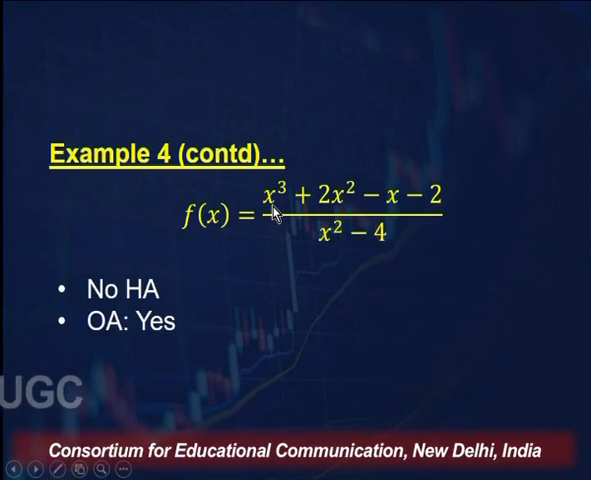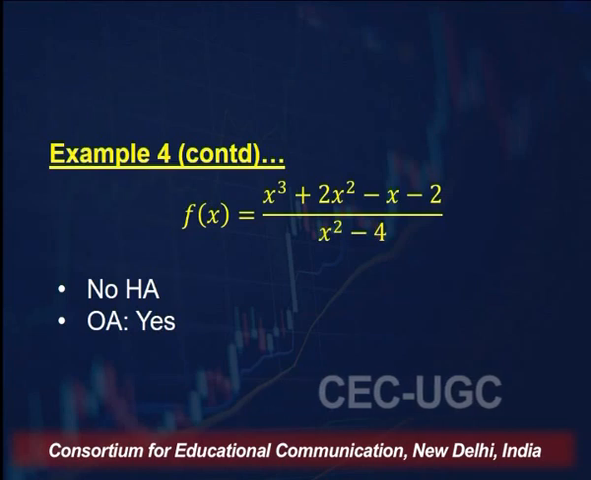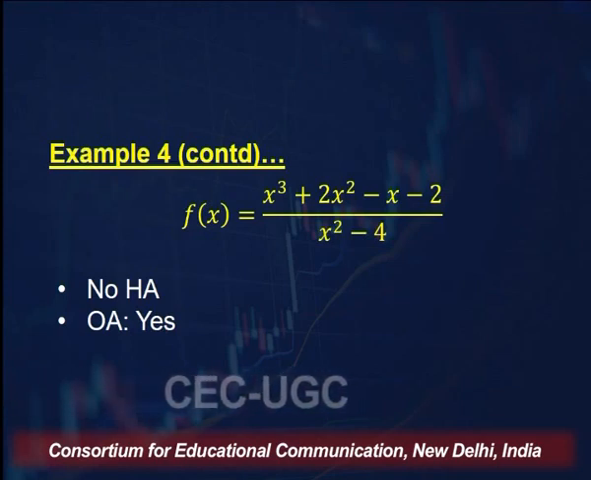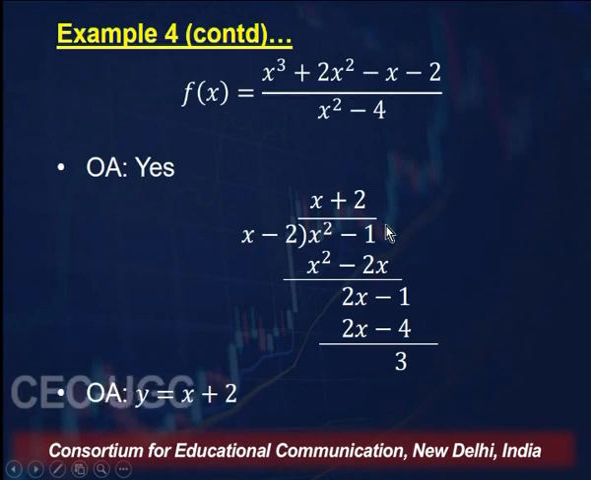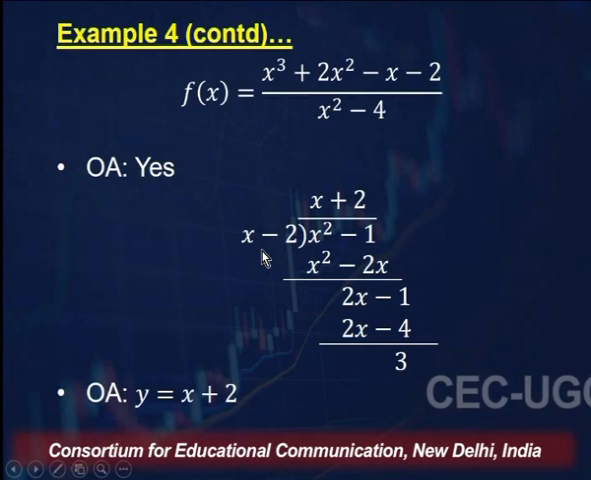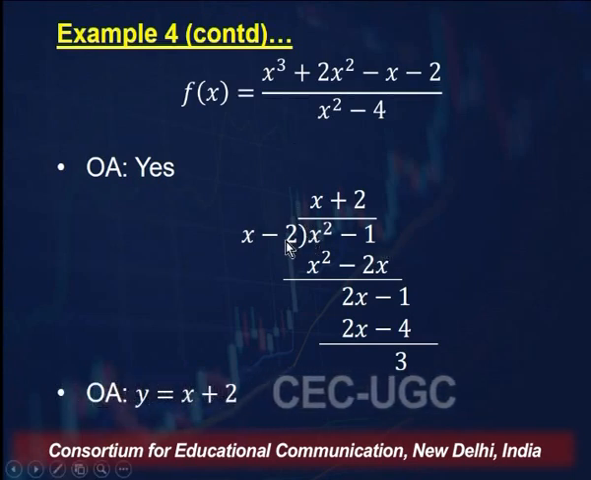Also, because the degree of the numerator here is 1 more than the degree of the denominator, this function will not have a horizontal asymptote, but it will have an oblique asymptote. So let's see what the oblique asymptote is going to be. Let's perform the long division here. As I was saying, because there's a common factor, the fraction boils down to x squared minus 1 divided by x minus 2. So that's just more tractable. So let's perform the long division for x squared minus 1 divided by x minus 2.